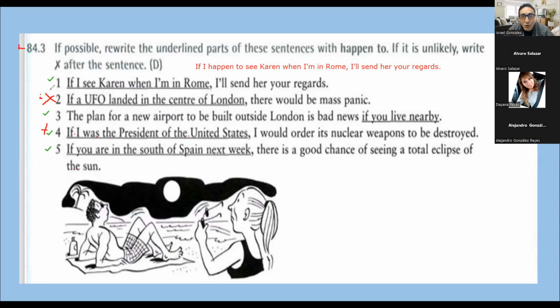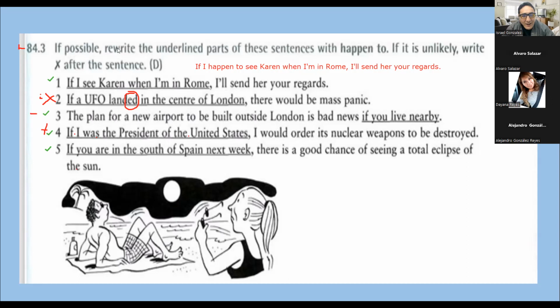That is why they use second conditional, because it is an unreal situation, just an imaginary situation. If a UFO landed in the center of London, there would be a mass panic, but you don't think it is possible. Well, probable. It could be possible, I don't know, but not very probable. Okay. Then number 3, who says me?